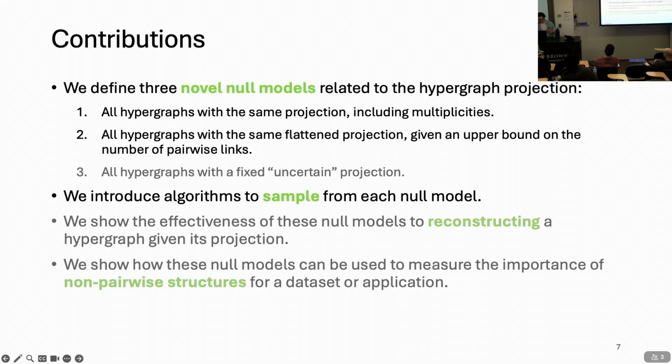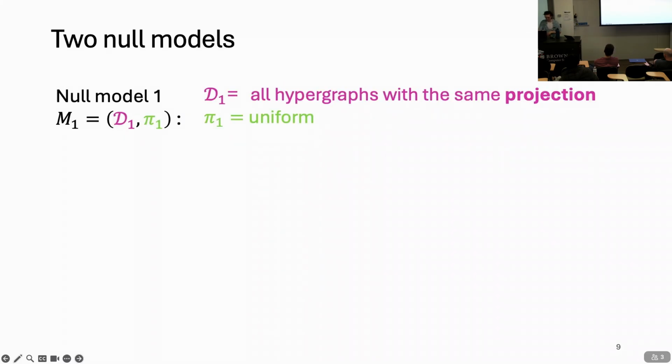Okay, so first I'm going to go through the null models, and then I'll talk more about the applications. There are two null models that I want to introduce today. The first one is the most simple. It's all of the hypergraphs with the same projection, and the distribution is uniform. I will give a sampler for this in a bit.